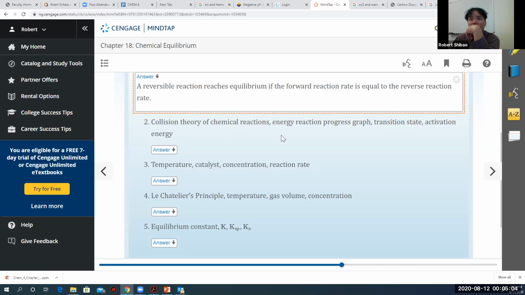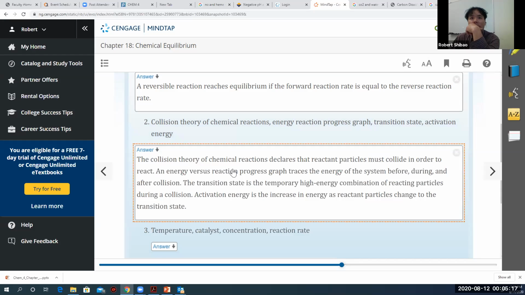Collision theory of chemical reactions, energy reaction progress graph. I call this reaction progress graph, I guess. Transition state, activation energy. Collision theory: molecules or particles have to collide, with enough energy and the right orientation. The transition state is a temporary, transitory state where the bonds are breaking. So that's the state at the very top of the activation energy.